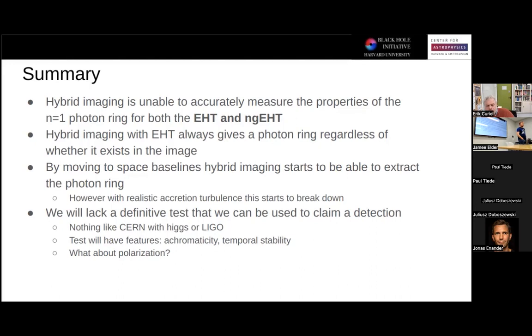So it'll give you a maximum bound on the n equal to 1 ring for curve period. So if you're within that, then great. Your detection matches your null test. If not, then it's a problem. You can have some sort of tests like that.